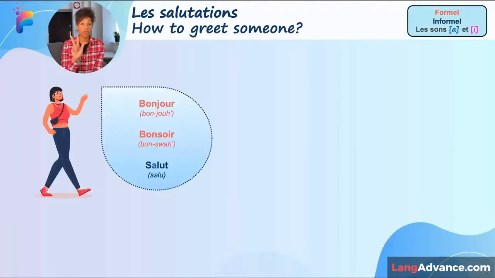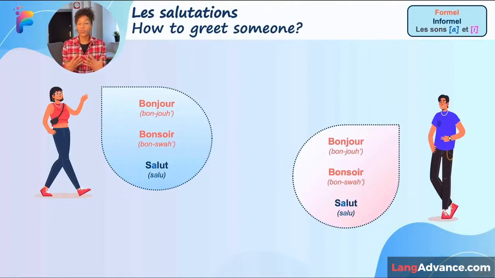How to greet someone. We are going to have a look at 3 different ways. 2 formal and 1 informal. During the day, we use bonjour. Bonjour. After 6, we use bonsoir. Bonsoir. And in an informal way, you can use salut. Salut. Be careful, the T is silent. Salut. And usually the person you're talking to will just use the same. If I say bonjour, most of the time the other person would say bonjour. If I use bonsoir, I would expect a bonsoir. If I say salut, most likely they will say salut.